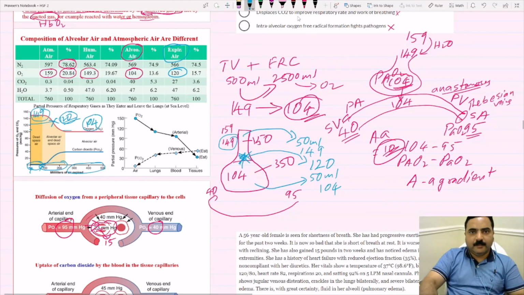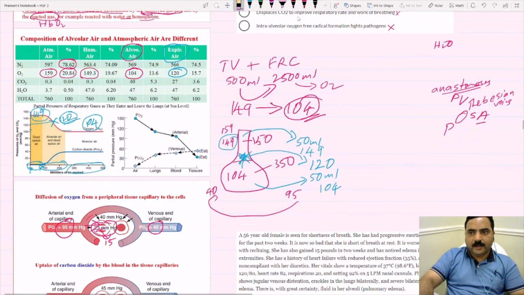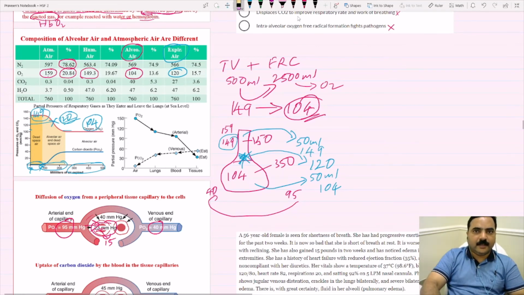Now let us see the same thing for carbon dioxide. For carbon dioxide, there is no concept of an A-a gradient, because there is no mixing of blood that changes and causes an effect on the carbon dioxide value.